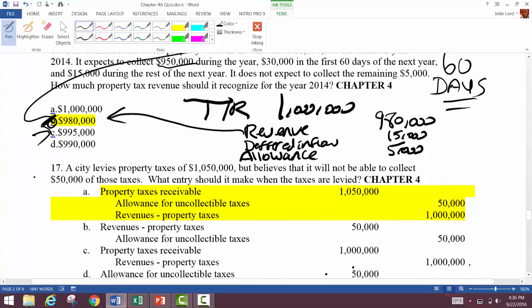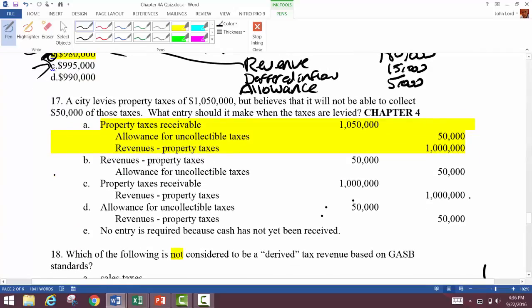Okay, good. A city levies property taxes $1,050,000, but believes it will not be able to collect $50,000. What entry should we make? Well, if we're not going to collect, we set up an allowance for the amount we're not going to collect, and we reduce the revenue by the amount we're not going to collect. Notice here, I did not call out whether it was the government-wide or the fund financial statements because it does not matter, right? It's irrelevant.